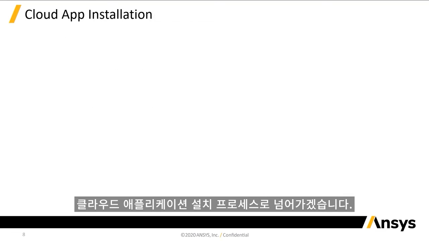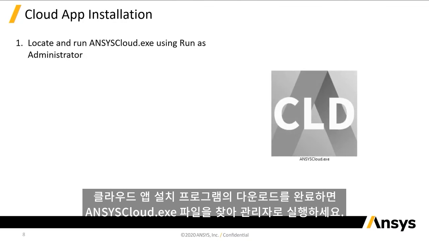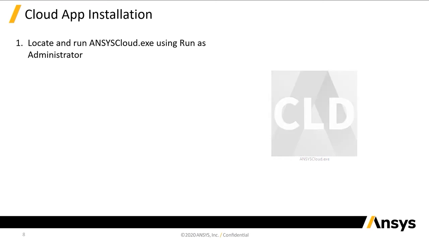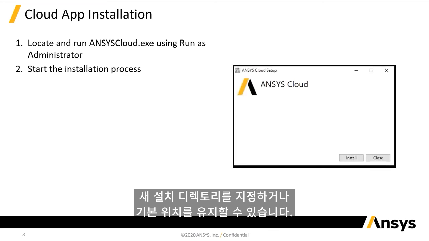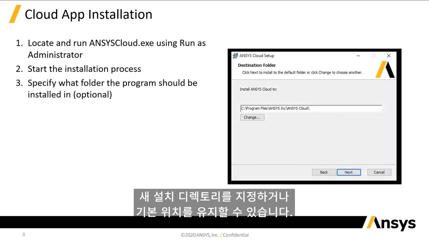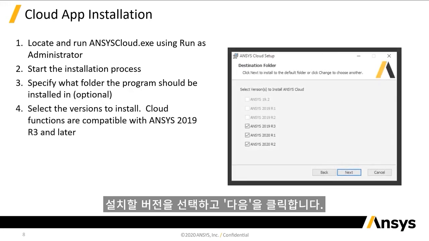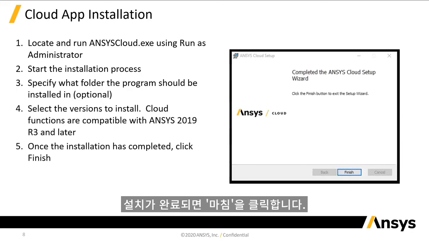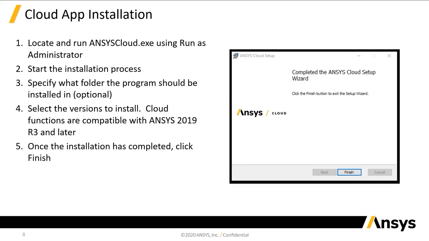This brings us to the Cloud application installation process. Once you've completed the download of the Cloud app installer, locate the file named ansyscloud.exe and run it as an administrator. Start the installation. You can specify a new installation directory or stick with the default location. Select the version you'd like to install and click Next. When the installation is complete, click Finish.